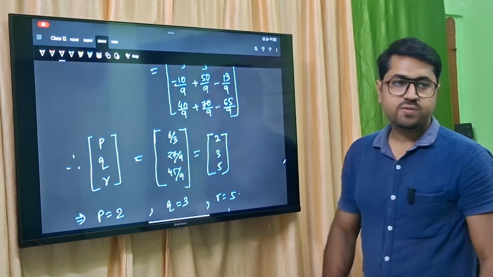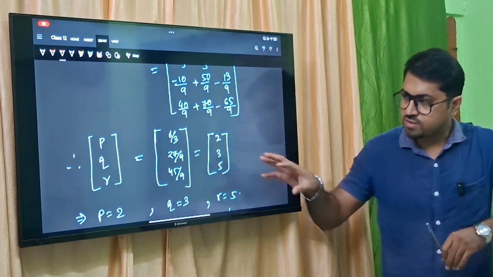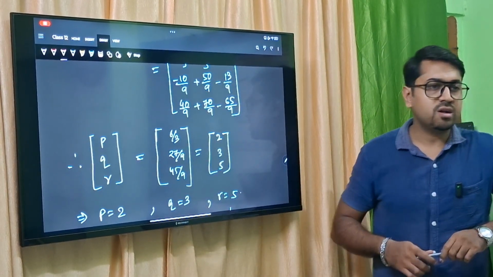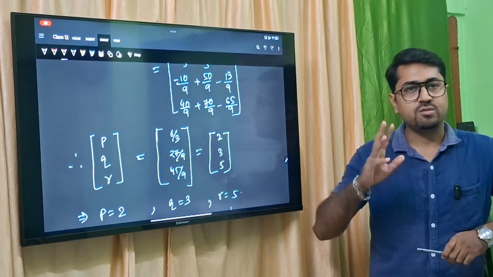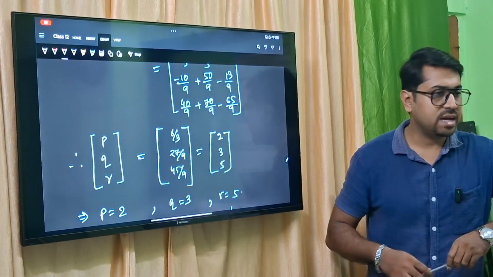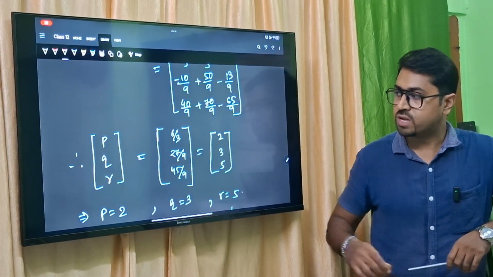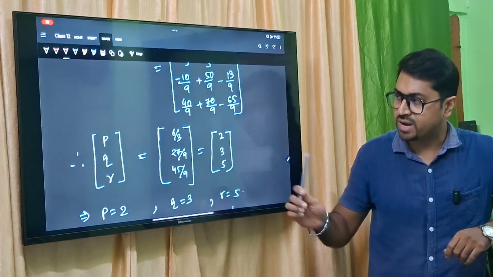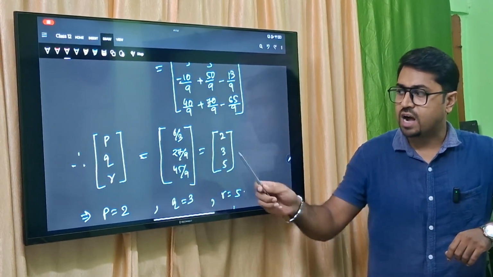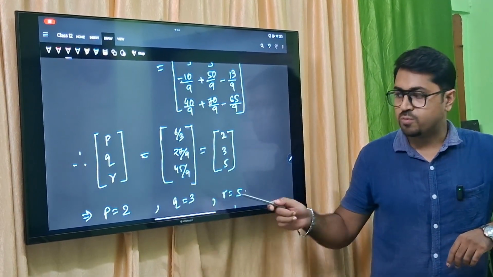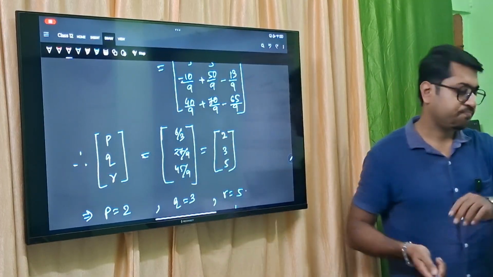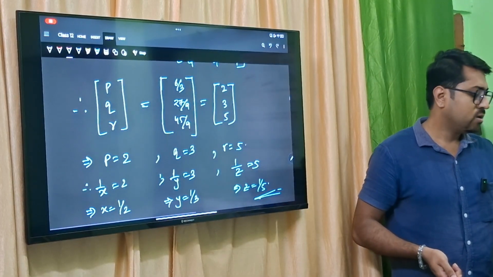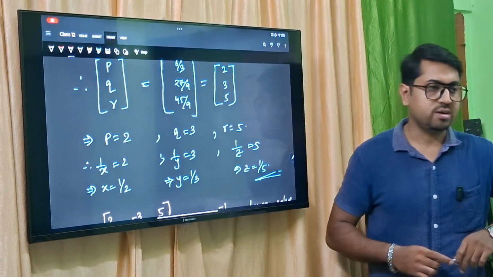2, 3, 5. Most of the time, these standard values will come. You cannot say that 49 by 3, 101 by 2, like that, will come. A fractional value will not come. Most of the time, our standard values will come. So that is why if you compare them, P will be 2, Q will be 3, and R will be 5. Don't put the answer over here, P means 1 by X. So X will be 1 by 2, Y is 1 by 3, and Z is 1 by 5.